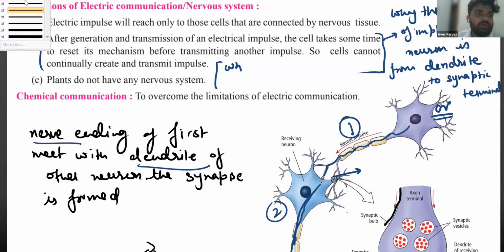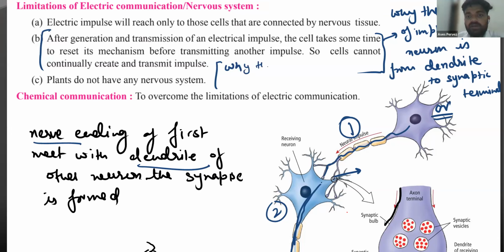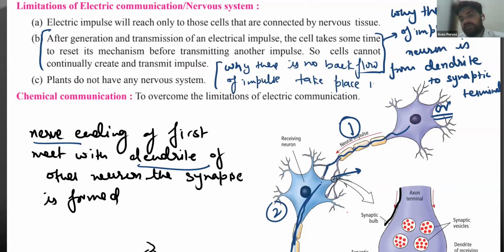Why is there no backflow of impulse inside the neuron? The same answer applies whether this question is asked or that question is asked; we are going to get the same answer. Got my point? So what is the answer? Yes, this is the answer.